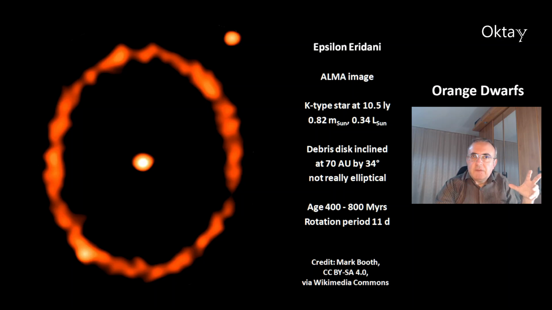This is an ALMA image of Epsilon Eridani. ALMA is the Atacama Large Millimeter Array Telescope. It's another K-type star at 10.5 light years distance. It has 82% of the Sun's mass and 34% of the Sun's luminosity. The debris disk is at 70 AU, inclined by 34 degrees, that's why it looks a bit elliptical, but it's not really elliptical. This is a very young star with an age of 400 to 800 million years, and that's why its rotation period is short, 11 days, because it has not yet lost momentum to the stellar winds.